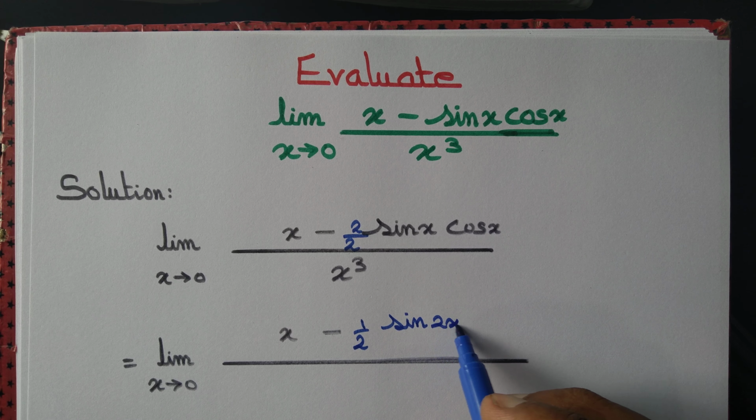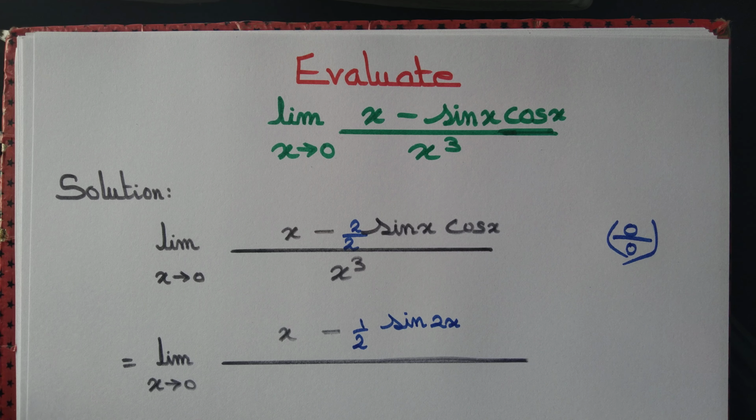Observe that as x tends to 0, 2 sin x cos x tends to 0, and x also tends to 0, so the difference tends to 0. As x tends to 0, the denominator also tends to 0, so it is of the type 0 by 0 form and L'Hopital's rule is applicable.